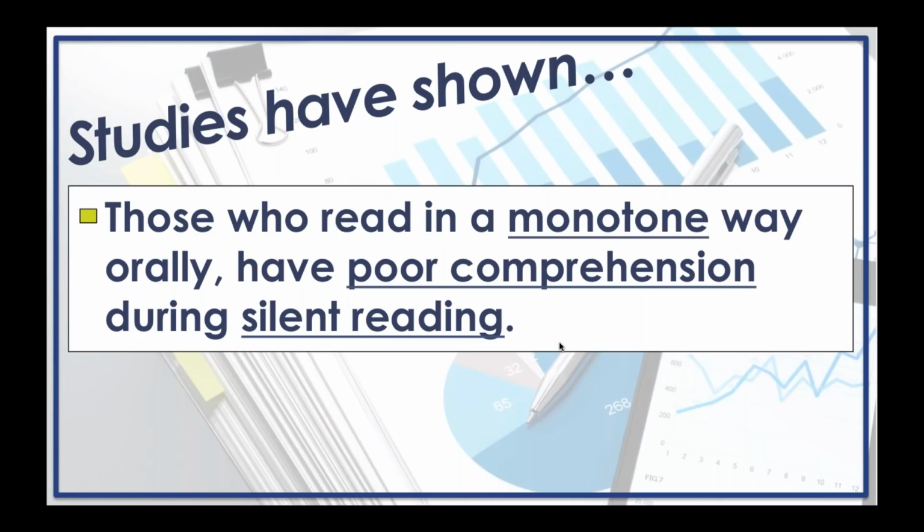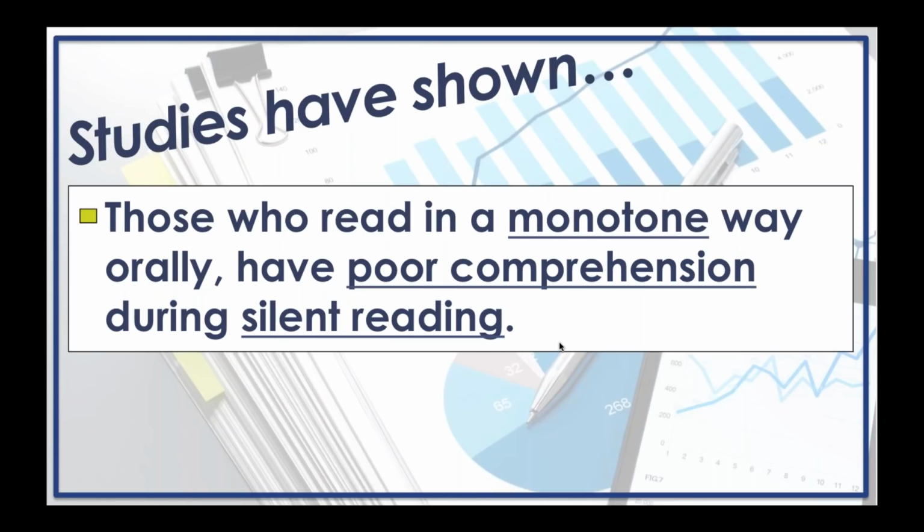Lots of other studies have shown that those who read with a monotone way orally, so if they're reading out loud and they are reading one word at a time like this, they probably have poor comprehension during their silent reading, because remember, they have limited brain capacity, and if they're spending a lot of their brain capacity paying attention to each individual word in isolation as they're reading.